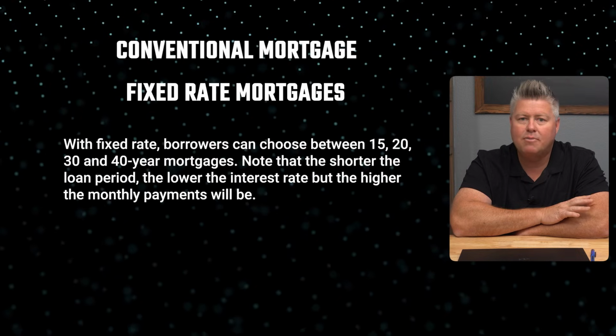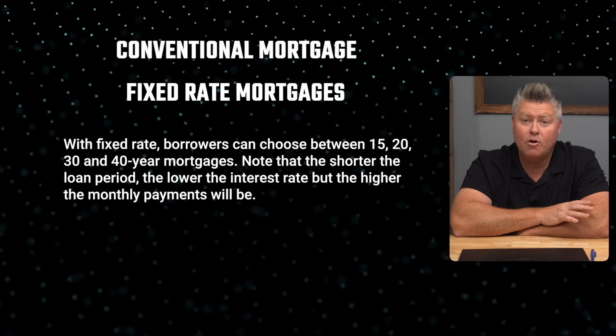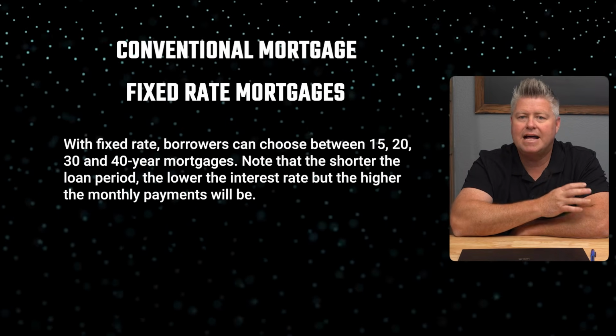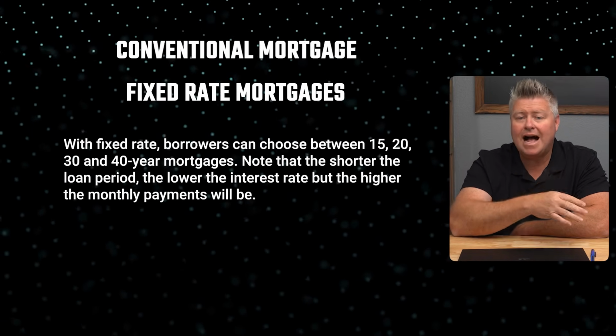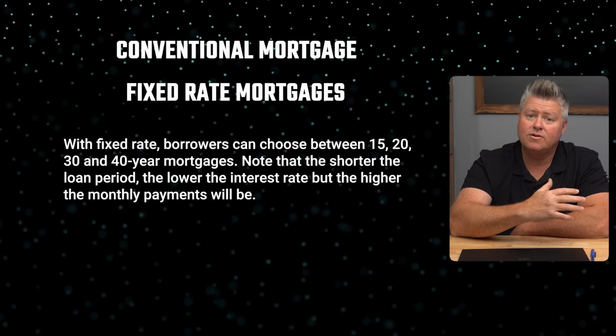Now with fixed rate, borrowers can choose between 15-year, 20-year, 30-year mortgages, and now there's even 40-year products out there. Now just note that the longer the loan term, the higher the rate. And so the shorter the loan term, the lower the rate. So the difference between a 15-year fix and a 30-year fix is a lower interest rate, thus causing not a lower payment because of the compressed time frame, but a lot less being paid in interest.